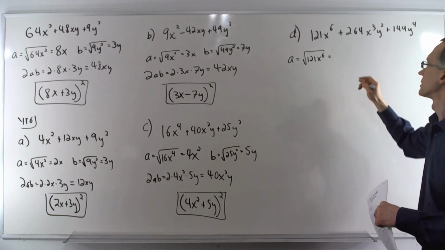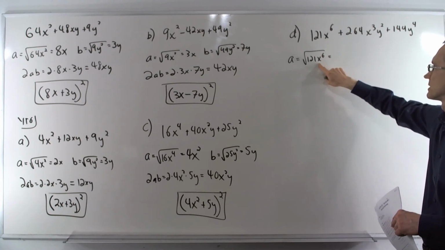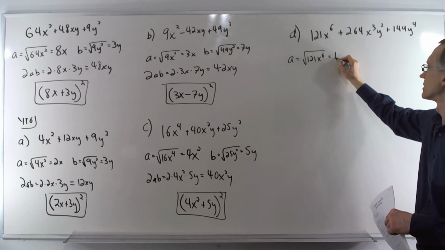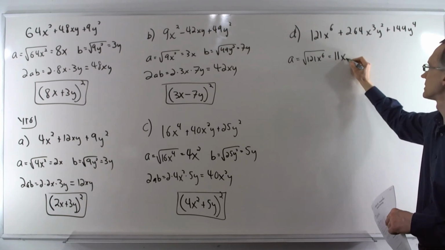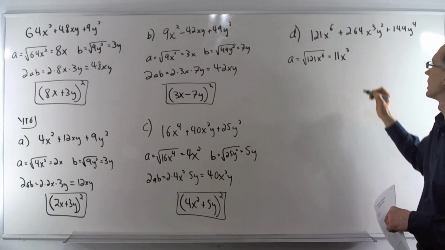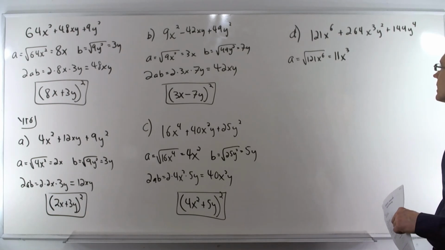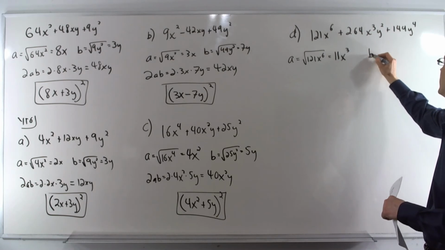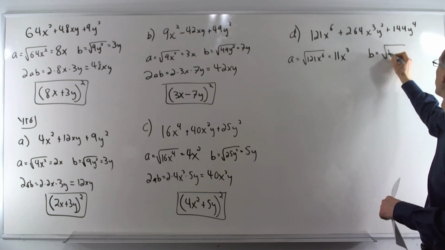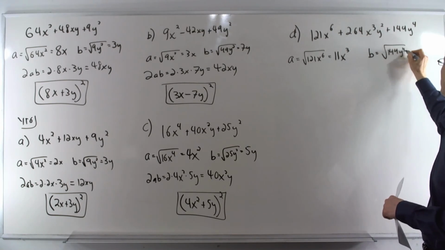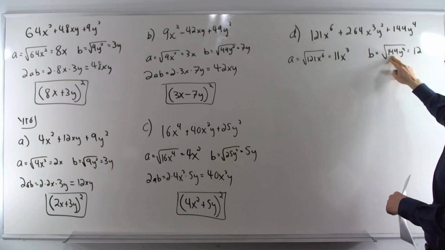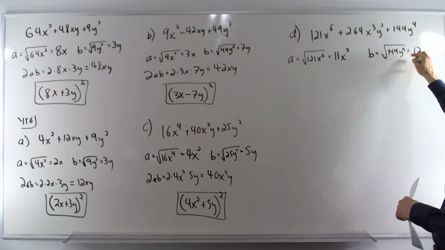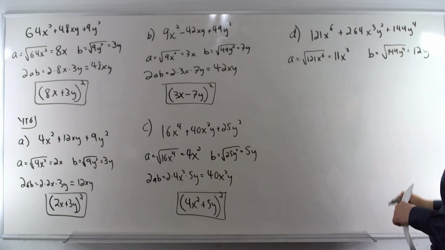To find A, we'll take the square root of the first term, 121x to the 6th. Square root of 121 is 11. Square root of x to the 6th. Divide that exponent by 2 to get x to the 3rd power. So A is 11x to the 3rd. B, square root of 144 y to the 4th. Square root of 144 is 12. Square root of y to the 4th is y squared.